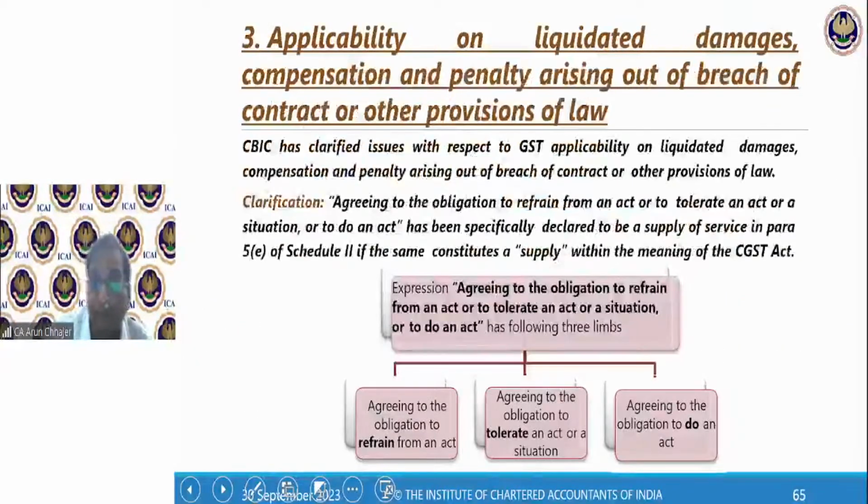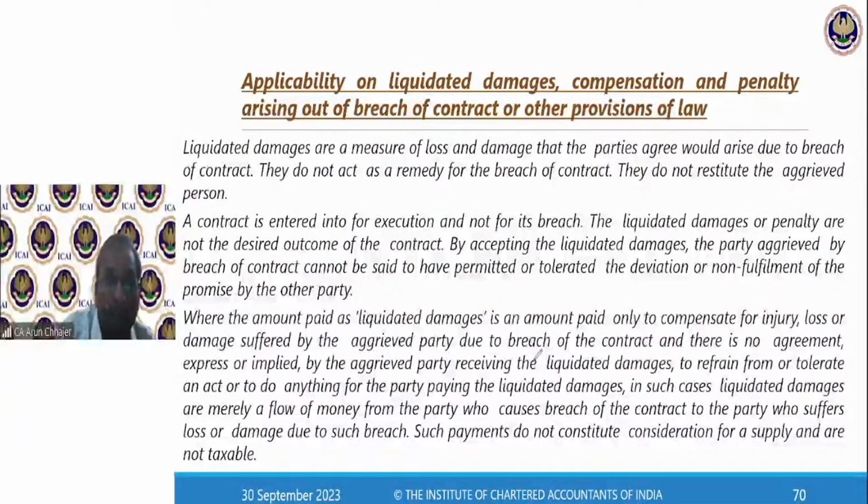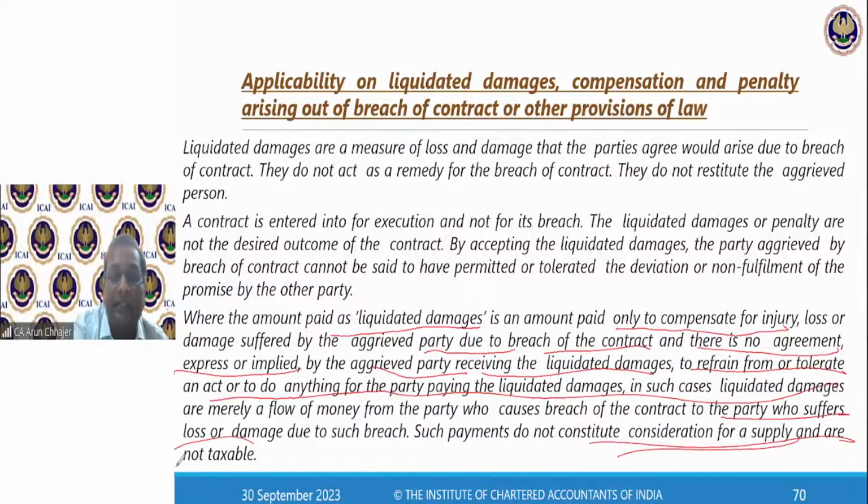Let me go back once again. Agreeing to the obligation to tolerate an act or situation. Here, we can't say that the aggrieved party is receiving for tolerance because he would never be interested to tolerate that particular work not being completed within time. Where the amount paid as liquidated damage is paid only to compensate for injury, losses, or damage suffered by the aggrieved party due to breach of the contract, and there is no agreement, express or implied, by the aggrieved party receiving the liquidated damage to refrain from or to tolerate an act or to do anything, then liquidated damage cannot be separately taxable in the GST.